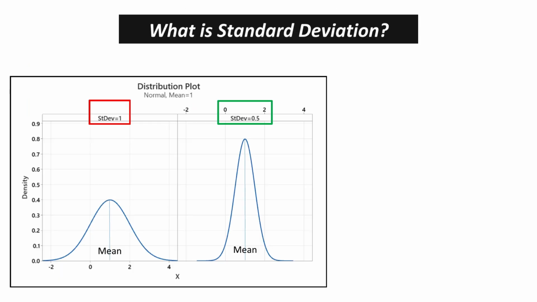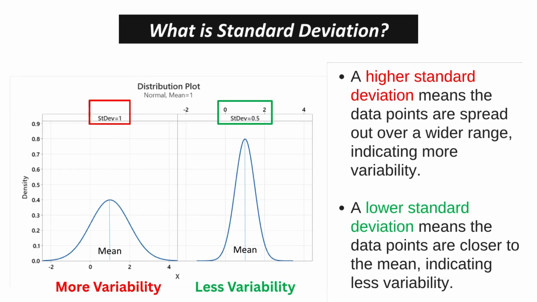The distribution plot in the image illustrates this concept visually. The plot on the left shows a normal distribution with a standard deviation of 1, while the plot on the right shows a normal distribution with a standard deviation of 0.5. The wider spread of the data points in the left plot corresponds to the higher standard deviation, while the tighter clustering around the mean in the right plot corresponds to the lower standard deviation.